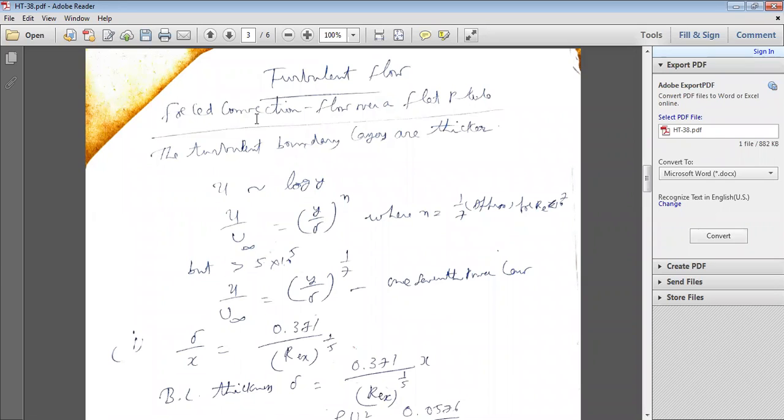So forced convection. Where there is a velocity, that is known as forced convection. The fluid is flowing on a flat plate with a velocity. That is forced convection heat transfer, flow over a flat plate. But here, turbulent flow conditions. The turbulent boundary layers are thicker when compared with laminar boundary layers.